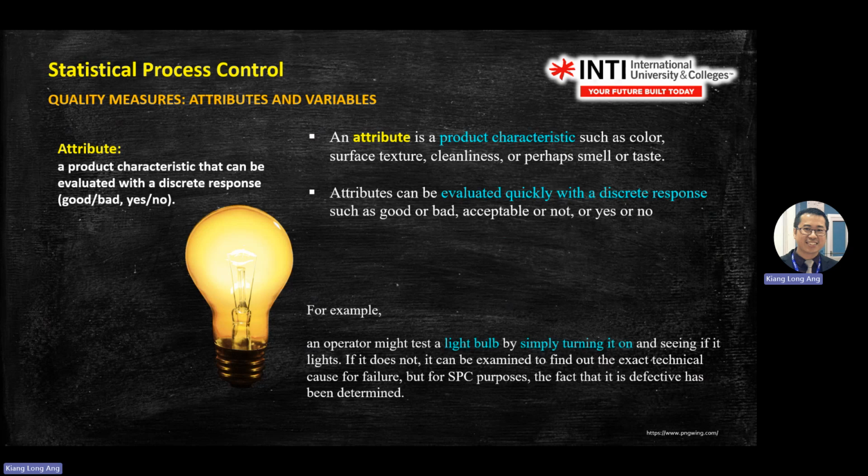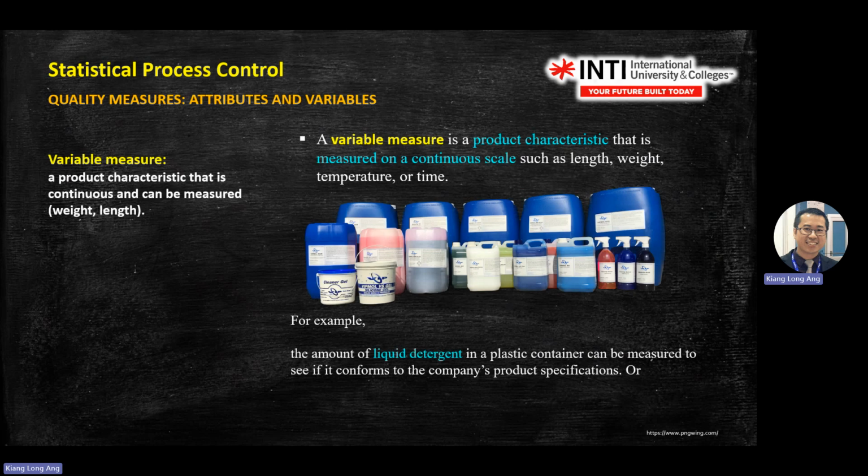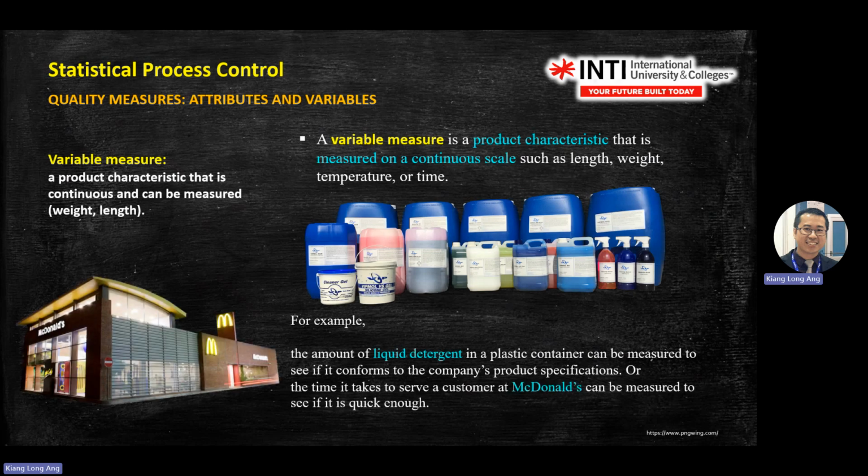The word attributes is the characteristics, whether good or bad. Attributes are the product characteristics: color, surface, cleanness, smell, taste, and so on. Variables are all the parameters. Variables measure, for example, at McDonald's, what is the time from when you order until it is delivered? What is the time?